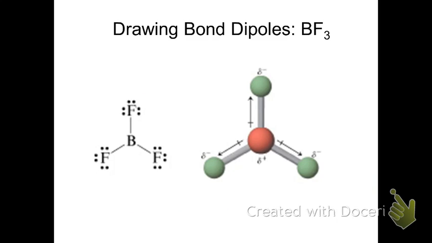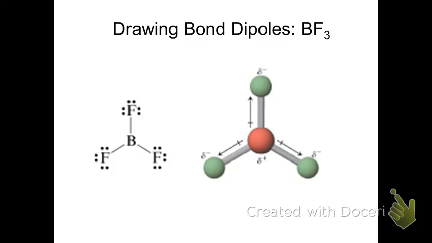Now we're going to shift gears and do something called drawing bond dipoles, and what I have here is the molecule boron trifluoride, BF3. If you were to go back and look at your electronegativity chart, you'd see that boron is not very electronegative. Fluorine, of course, is the most electronegative. And so on the left-hand side here you have the Lewis structure.